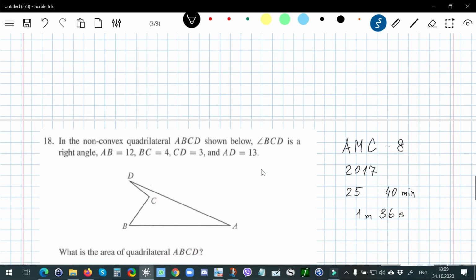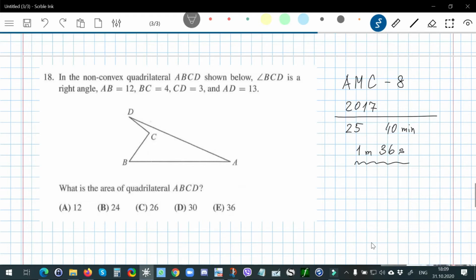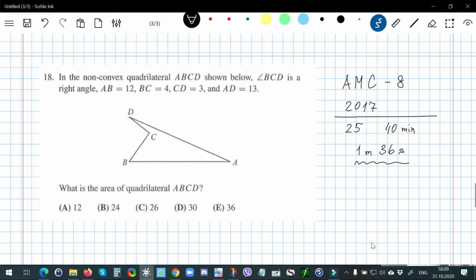Let us have a look at this problem. It appeared in American Mathematical Competition 8, AMC 8, in 2017. I'd like to remind you that in that competition you have to answer 25 questions in 40 minutes. It means that for every question you have only 1 minute 36 seconds. It's obvious that you can do one question longer, one question faster. But in general, it's a very, very tough time limit.